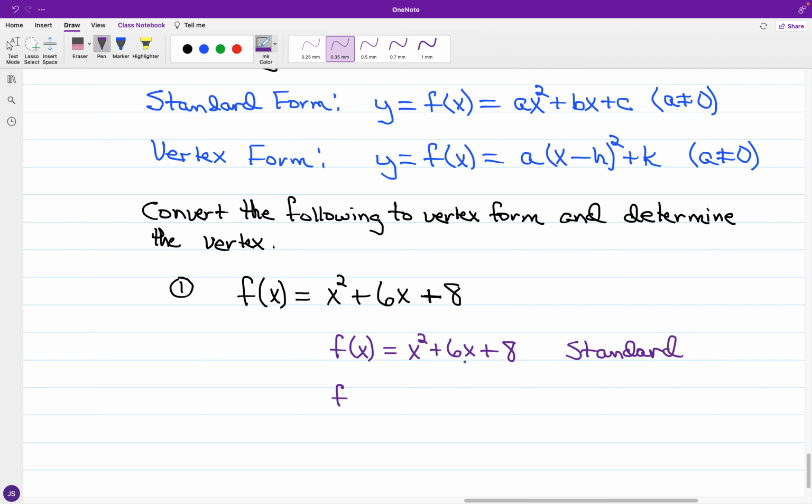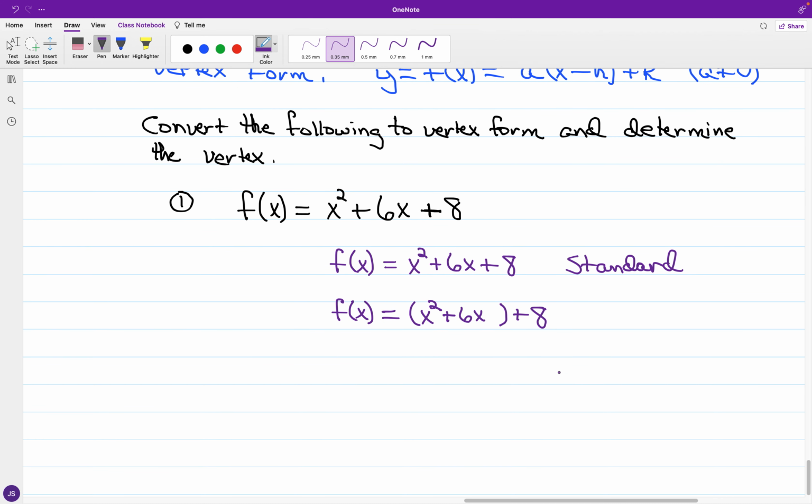Okay, what I'm going to do initially is separate, using parentheses, the x squared and 6x terms apart from the 8 that follows. So I have x squared plus 6x followed by the addition of 8. Now, in terms of what I can do, I'm going to create a square trinomial, and this will be through a process referred to as completing the square.